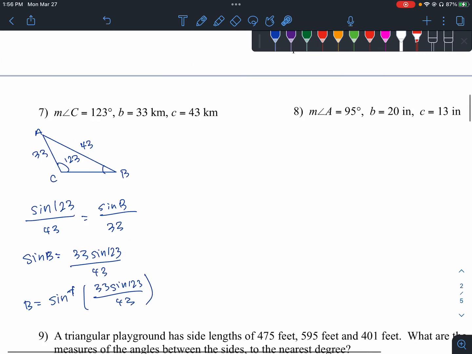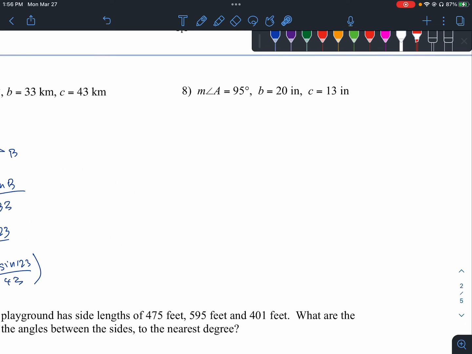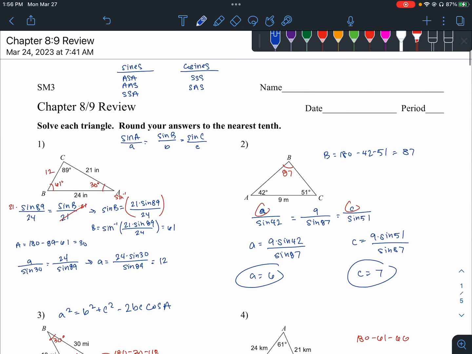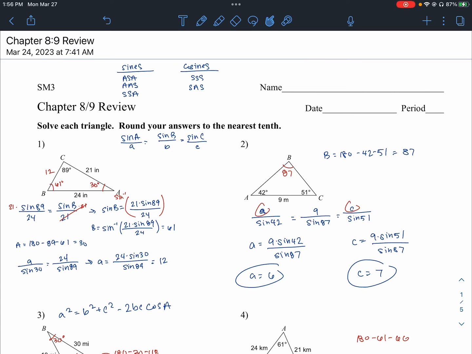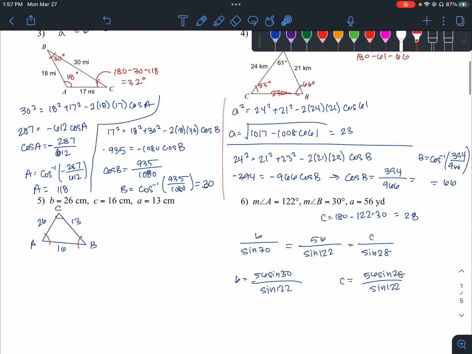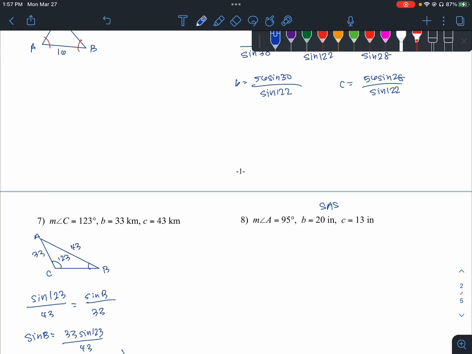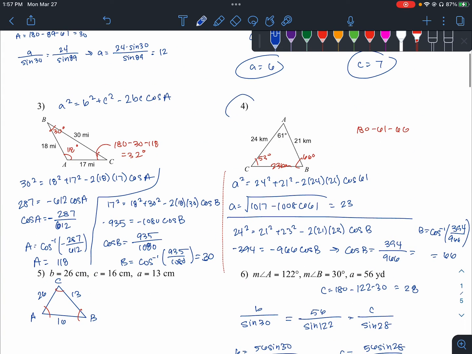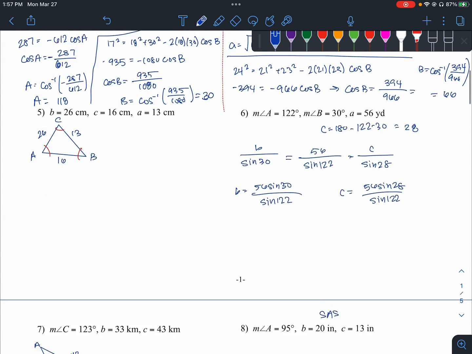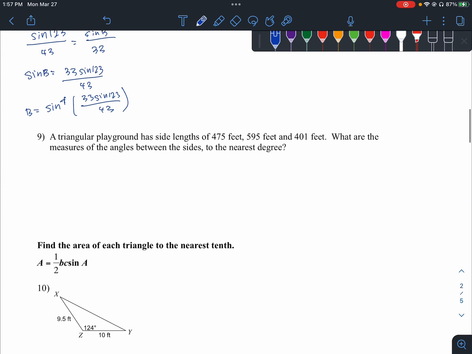Okay, and for number 8, we have one angle and two sides right here. So again, this is going to be one of these two, so side, side, angle, or it's going to be a side, angle, side. If you draw a triangle, you'll just see that it's a side, angle, side. So that's going to be the law of cosines, which was what we did in example 4. So you can refer to that one if you need help on that.